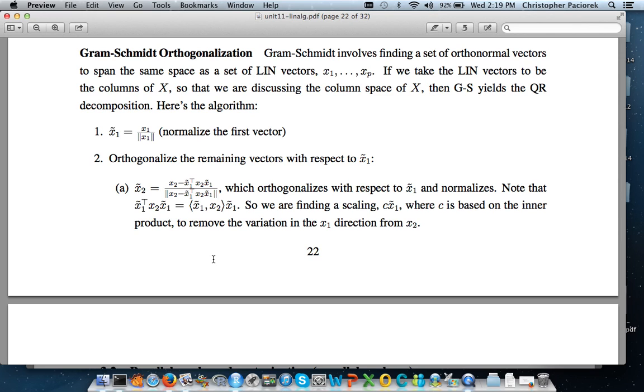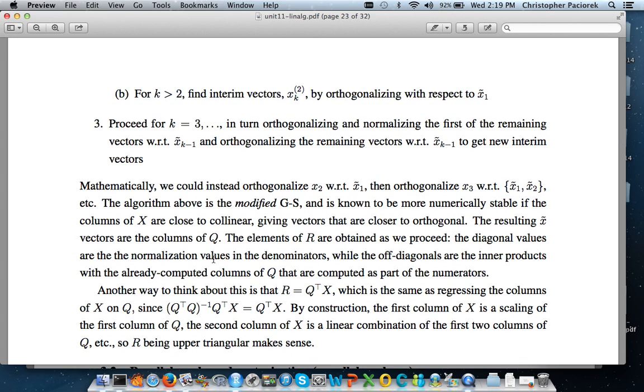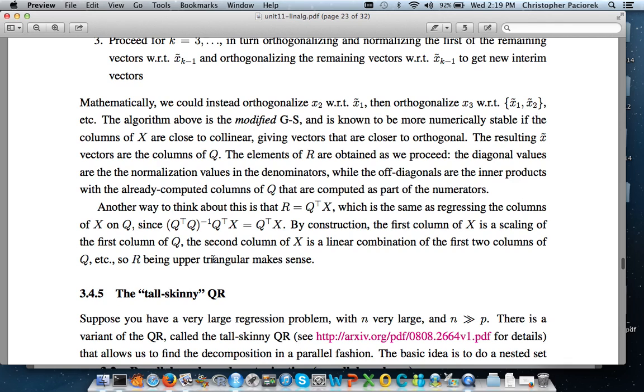I think maybe on the next sheet I might have written out... no, I guess I haven't. I didn't actually write out what the elements of the R matrix are, but you can basically work it out by working through what we're doing in terms of the orthogonalization. So I didn't want to say too much more than that.